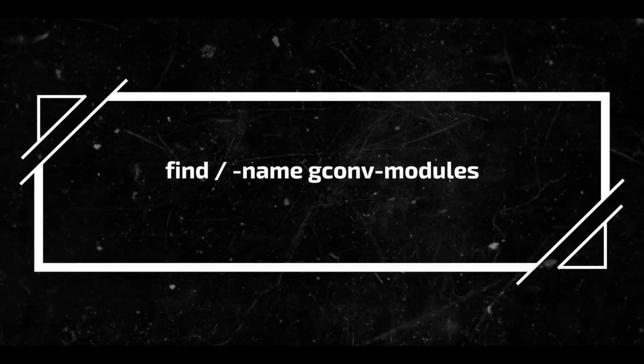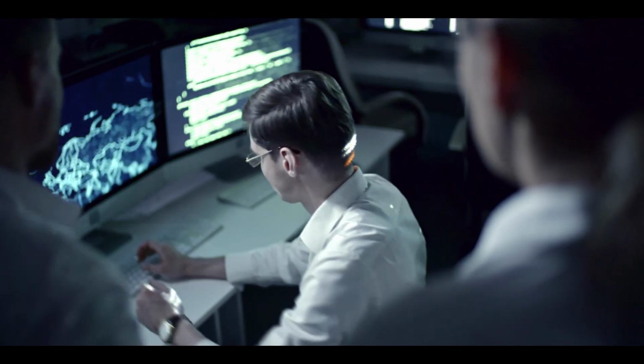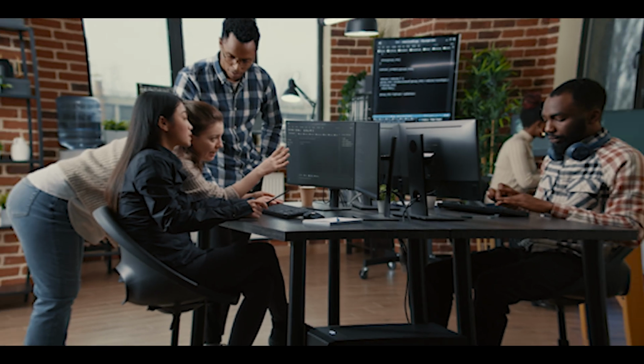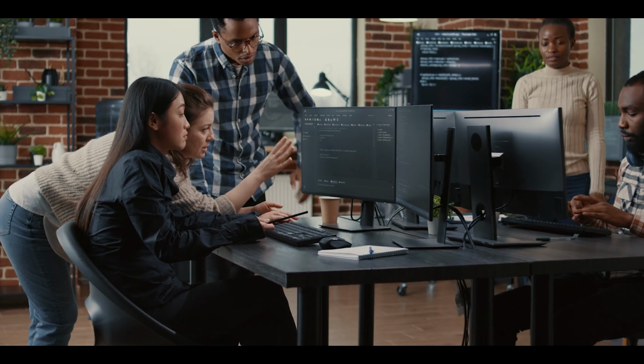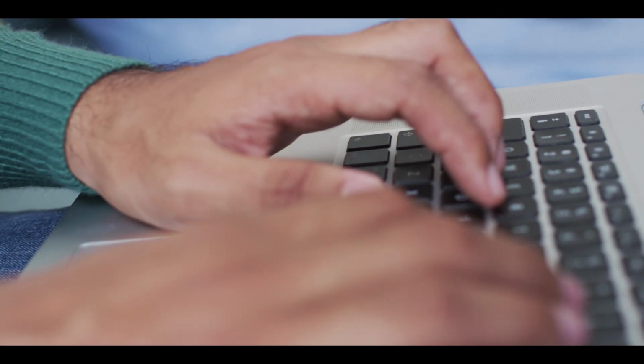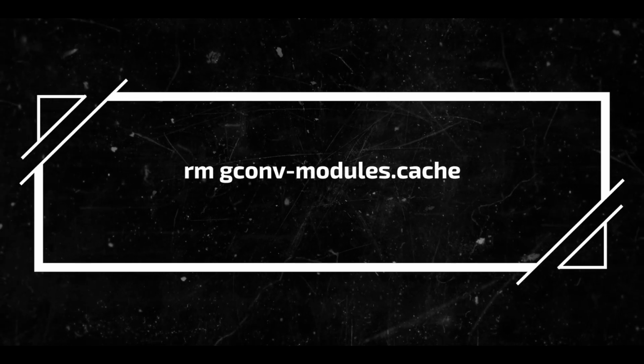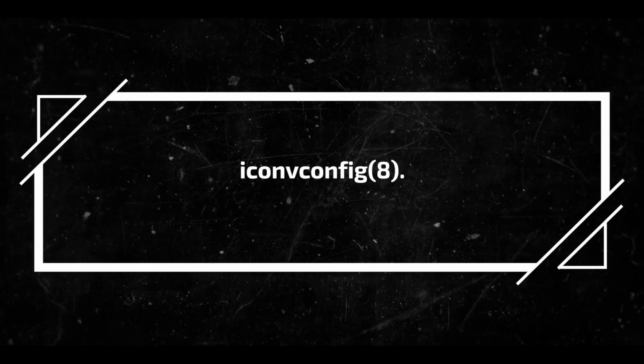Now we can disable the offending encodings in the gconv-modules config file. This will either be in gconv-modules directly or in something like gconv-modules.d/gconv-modules-extra.conf. Peter, you could put that on the screen as well. It starts with cd gconv-modules.d. That's the example we have for you right there. Then you can also remove the cache file if present. Again, put that on the screen: rm gconv-modules.cache. You can generate that cache file using iconvconfig(8).